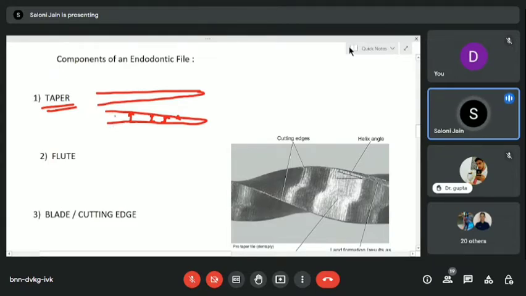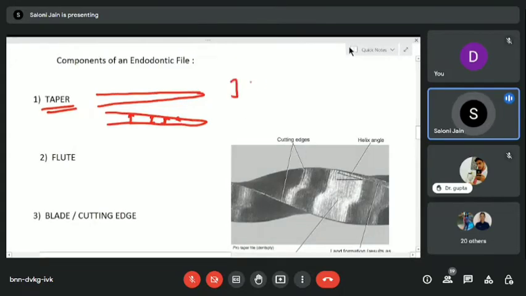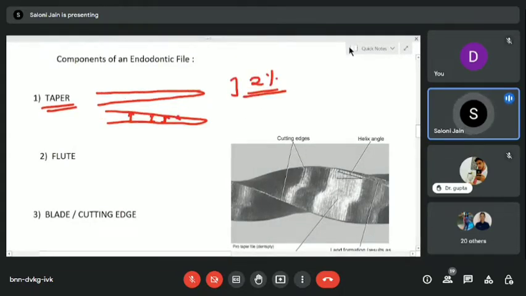It is nothing but a per millimeter increase. Can you see from here the tip diameter to the angle? The taper is increasing. So it is nothing but the per millimeter increase in the diameter of a file from the tip towards the instrument handle. That is basically a taper. Traditional ISO standardization has given that every instrument has a minimum 2% taper. Though variable tapers are available like 4%, 6%, 8%, every instrument has a minimum taper of 2%.